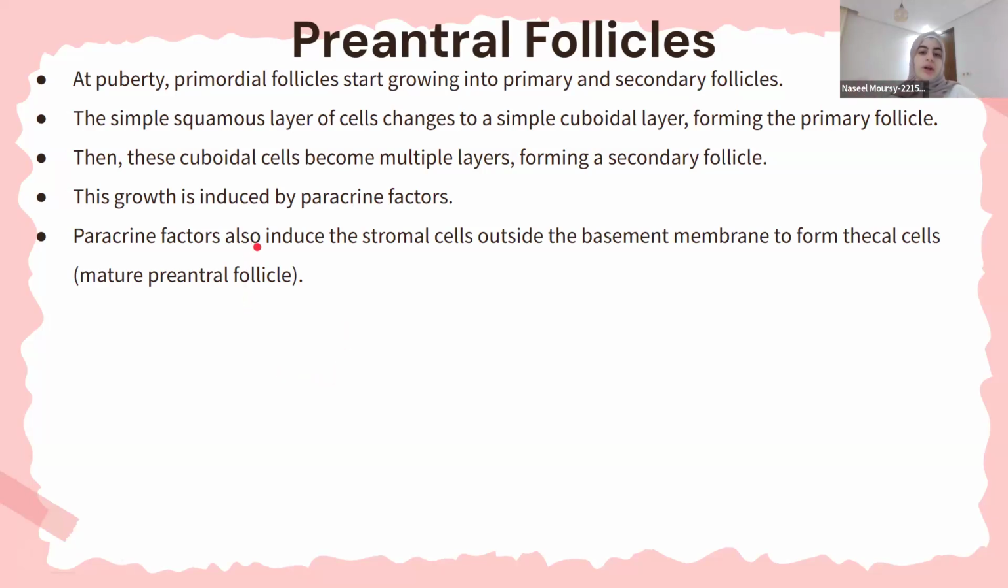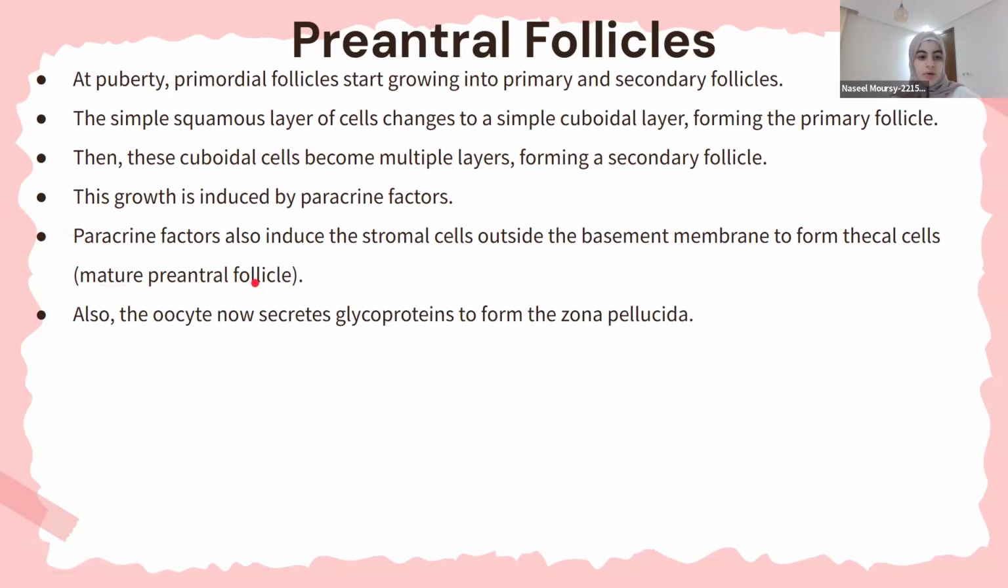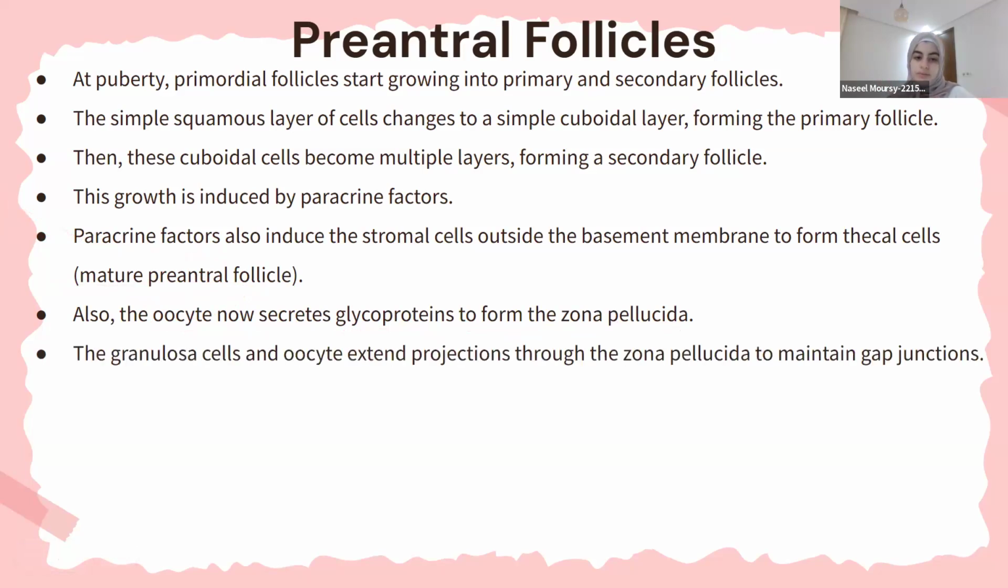So now we do get the secondary follicle starting with the multiple layers. And as these multiple layers are showing, you start getting the basement membrane and then you get the thecal cells. But it's still considered a secondary follicle or a mature pre-antral follicle. Now, the oocyte also secretes glycoproteins to form the zona pellucida. So when it was primordial and when it was primary, it did not have the zona pellucida. It only had granulosa cells. When it reaches secondary, it forms the thecal cells and the zona pellucida right around the oocyte.